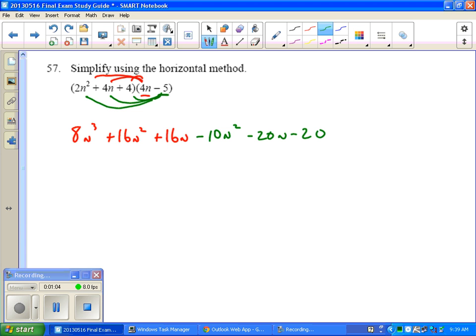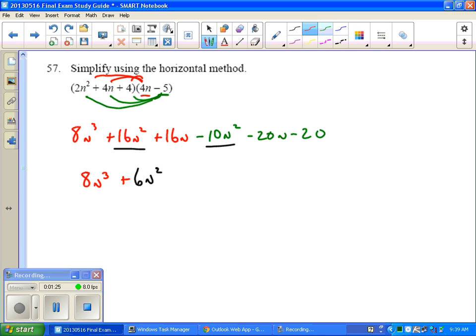At this point, you got to combine everything that's a like term. 16n squared can be combined with negative 10n squared. 16 minus 10 is 6n squared. Your highest exponent term is 8n to the third, so we'll bring that one down. 8n to the third, it's positive, so plus 6n squared.